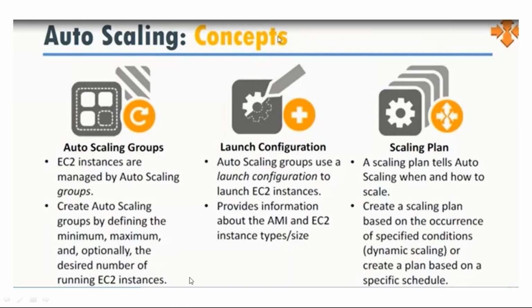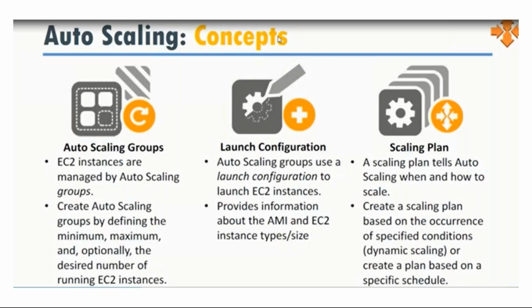So auto scaling concepts, the configuration part: auto scaling groups we have to create. EC2 instances are managed by auto scaling groups, so you have to create a group first. Create auto scaling groups by defining the minimum, maximum, and optionally the desired number of instances. While creating auto scaling groups, you can select minimum instances and maximum instances, say minimum 2, maximum 4. So it will constantly run the 2 instances. When required, it will go up to however many maximum instances you prefer. That depends upon your configuration only.